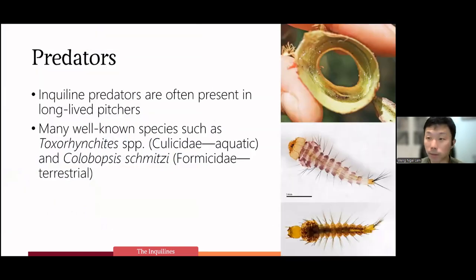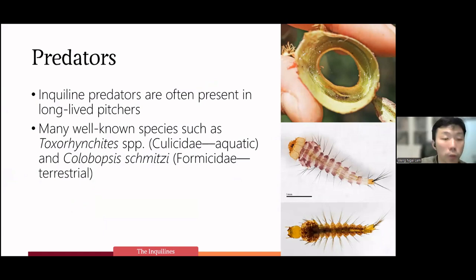And now the predators. These are one of the more interesting things. Inquiline predators are often present in long-lived species especially. So things like Ampullaria, Bicalcarata. I'm sure if you look at something like Rajah, you get lots and lots of predators as well.